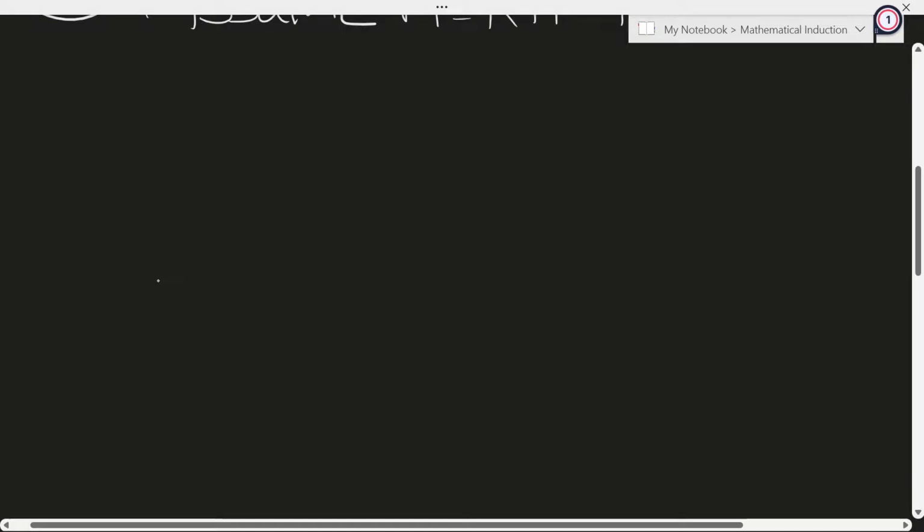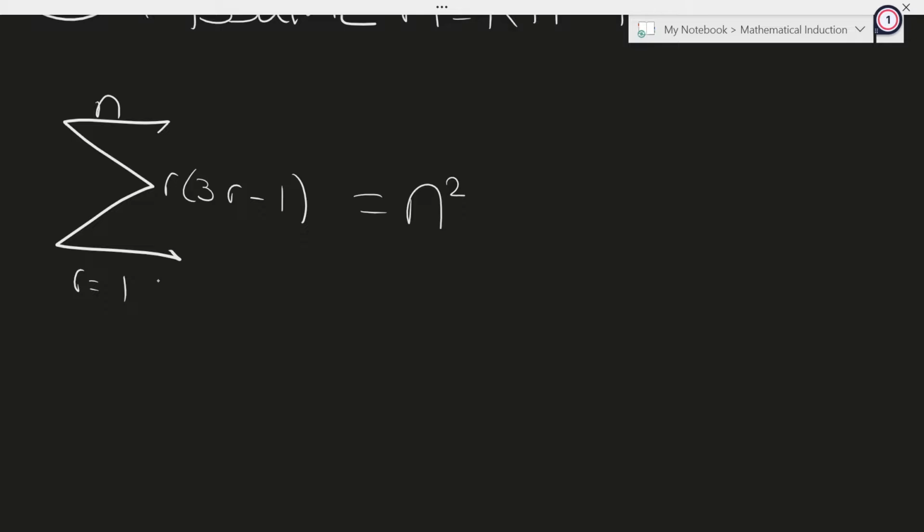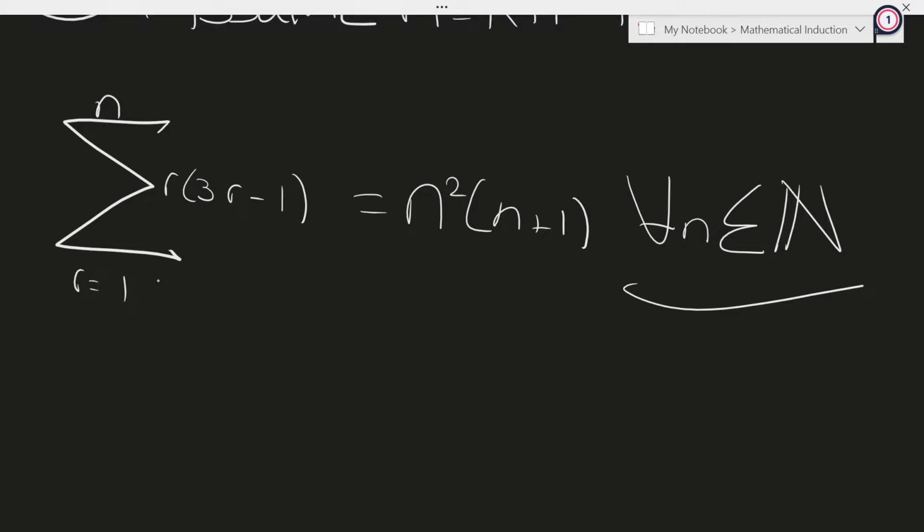Alright, so normally the typical question goes like: prove by the principle of mathematical induction that so and so is whatever, for all natural numbers of whatever. So essentially they're going to give you something like a summation like this: the sum from r equals 1 to n of r(3r minus 1) is equal to n squared times (n plus 1). Right, and this is just a symbol. This is not a part of the question, right?